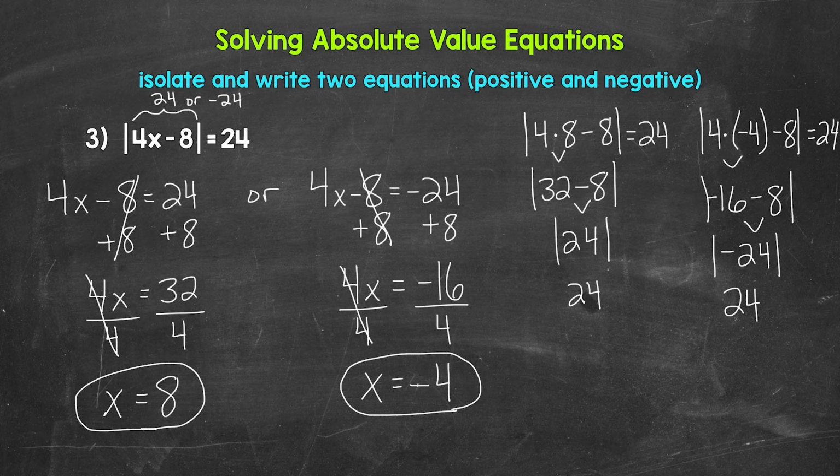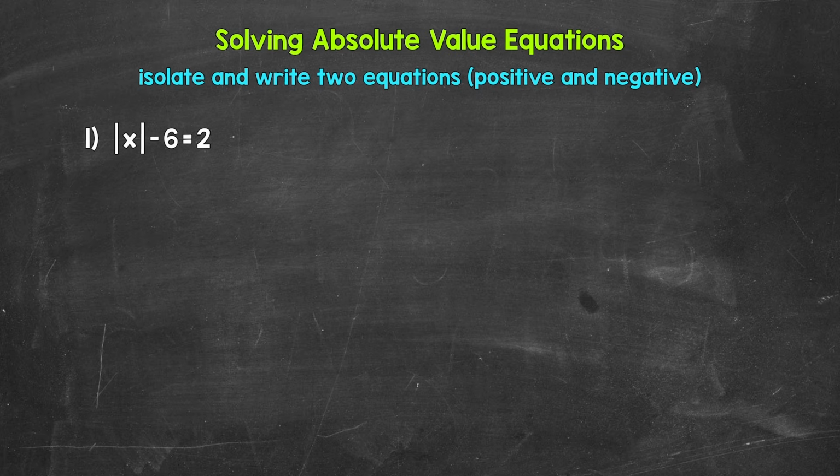Let's move on to our second section, where we will have numbers and operations outside of the absolute value. Here's our second section. Let's jump into number 1, where we have the absolute value of x minus 6 equals 2. Now remember, the first thing that we need to do when we have an absolute value equation is look to see if the absolute value is isolated on one side of the equation. So it needs to be by itself on one side of the equation. In this example, the absolute value is not isolated. It's not by itself. We are subtracting 6 from it.